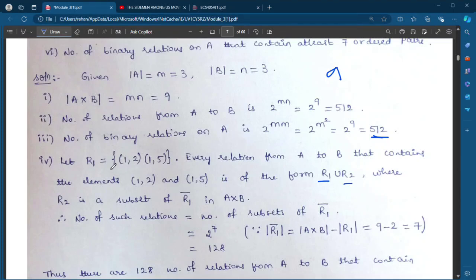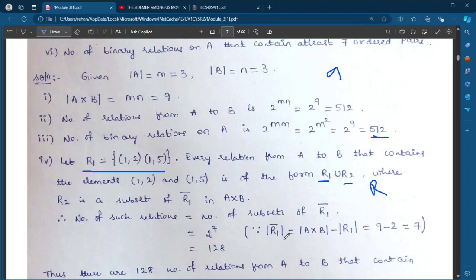Now, from A cross B, we say that R2 is a subset of the complement of R1. The number of such relations equals the number of subsets of the complement of R1. If R1 is this, then the complement of R1 will be all the pairs except these two. So the answer is 2 to the power of 7.